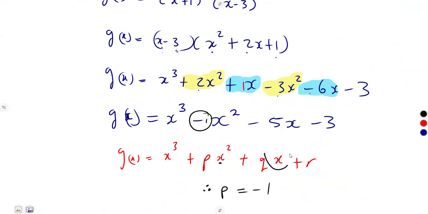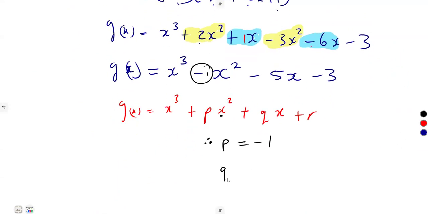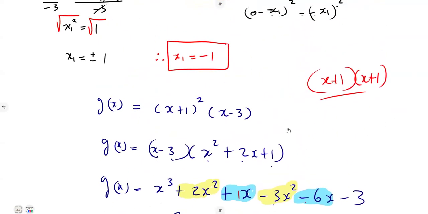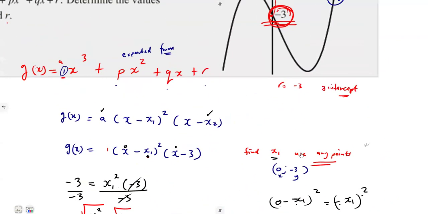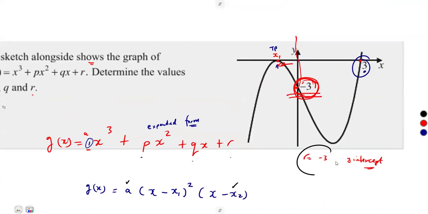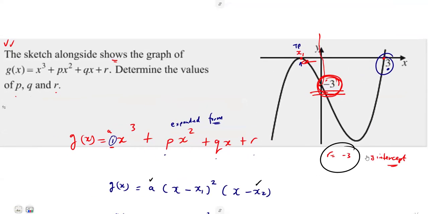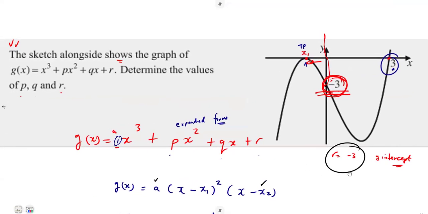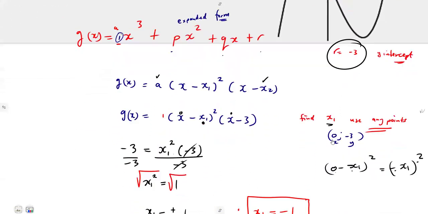Q, the coefficient of x. What is the coefficient of x there? Negative 5. So therefore, Q is equal to negative 5. And our R is the constant. It is what? A negative 3, which is the same value of R that we determined here from the graph, to say it is the y-intercept at negative 3. So you see, guys, it must tally. It must be the same thing.